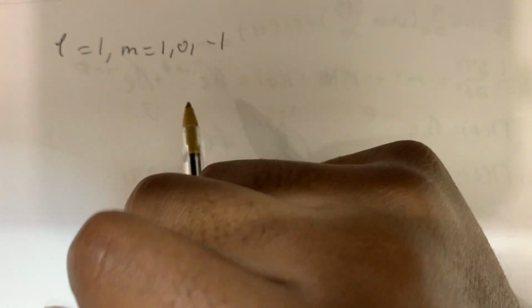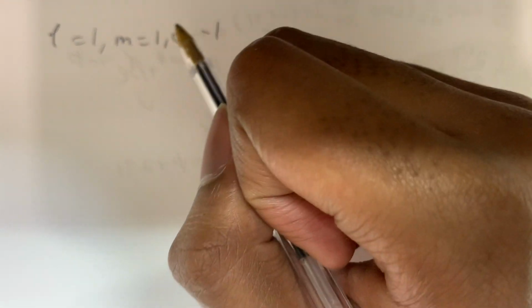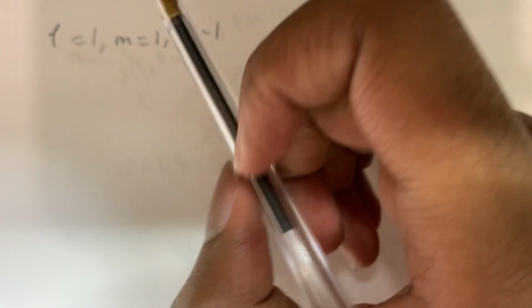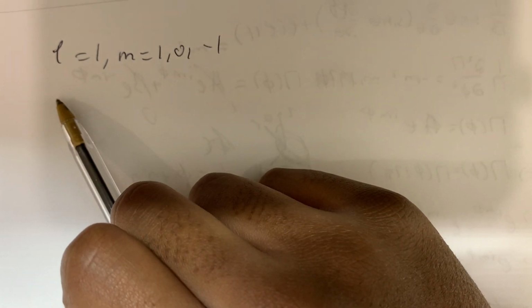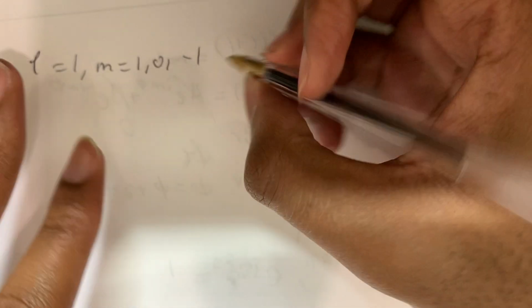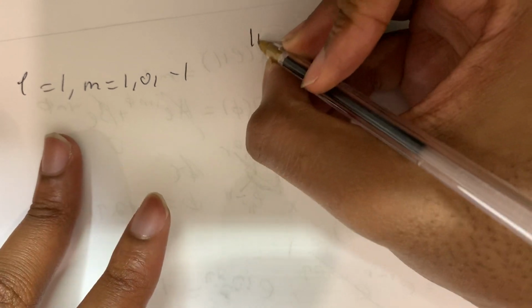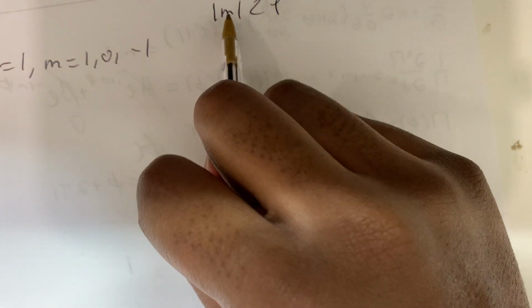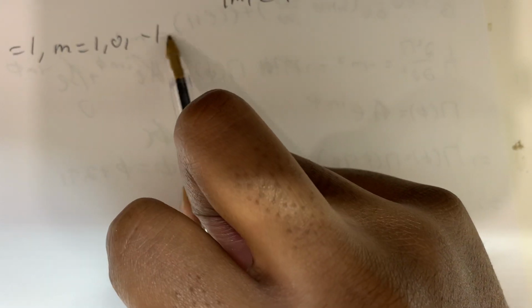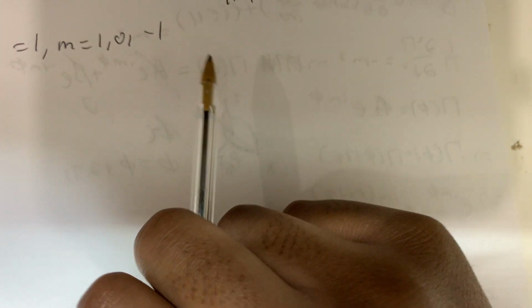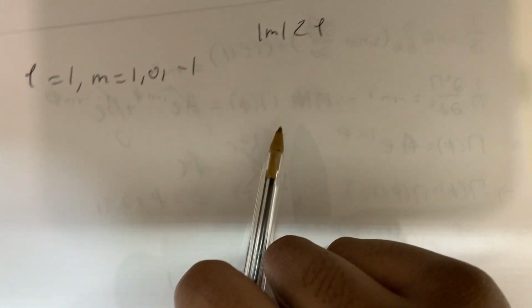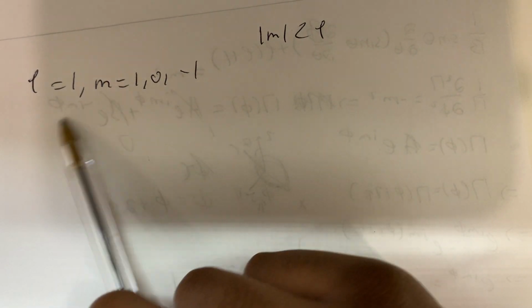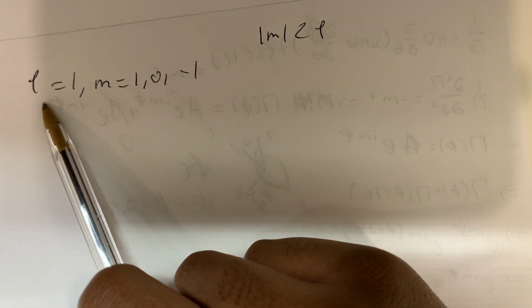And there is a pattern here, right? Sorry, I should mention that the absolute value of m has to be less than or equal to L. Not just m itself, the absolute value of m. Because we can't have minus 3 here, since the absolute value would be greater than L. So that's why we see that the values of m are restricted by the values of L.